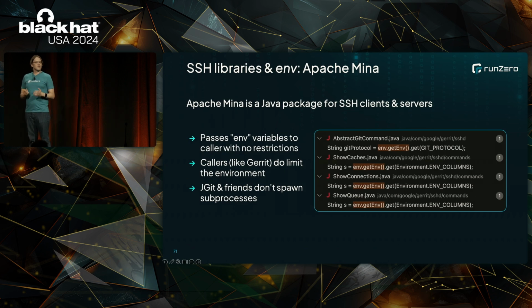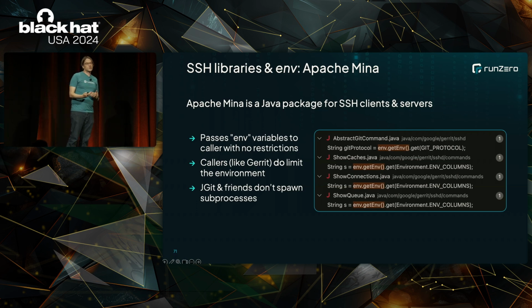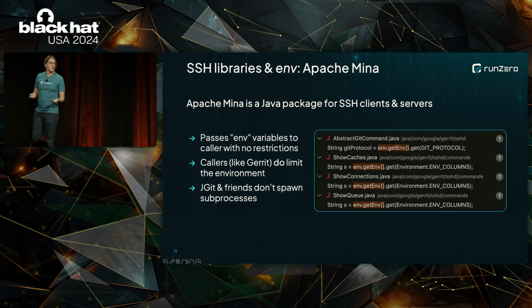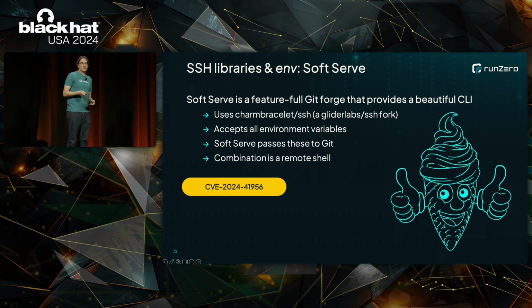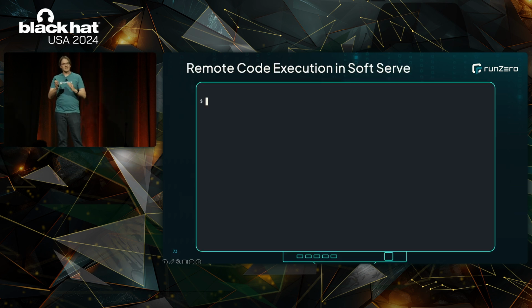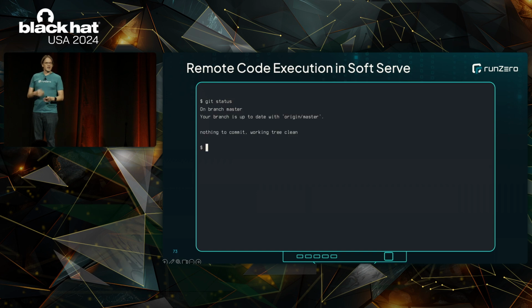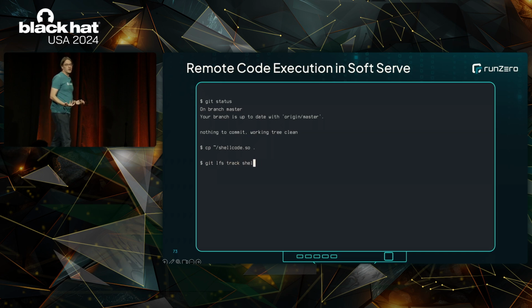But a lot of these libraries that implement embedded SSH servers leave it up to the client of the library to select what environment variables should be allowed through. And so they often just allow anything through by default. There was a really fun one. This is a CVE that we just got published in the SoftServe forge, which is a really beautiful Git thing that lets you create repositories via SSH and all that, but it wasn't filtering environment variables, including LD_PRELOAD.